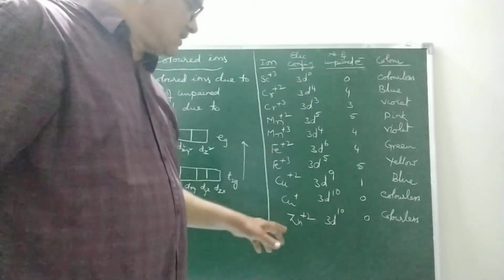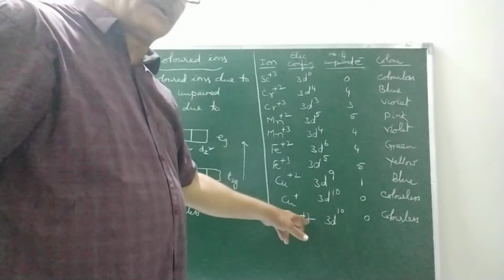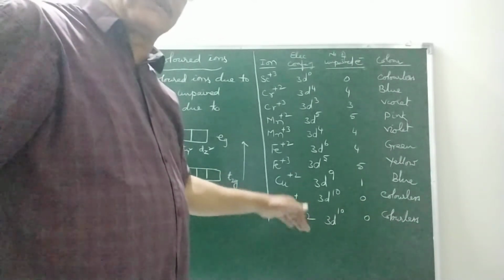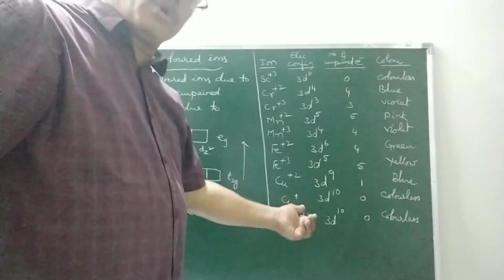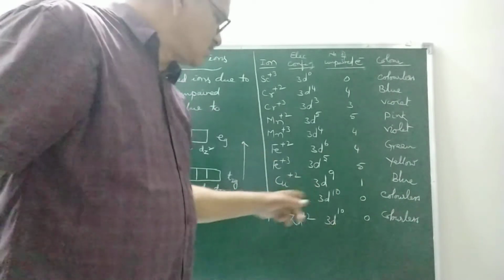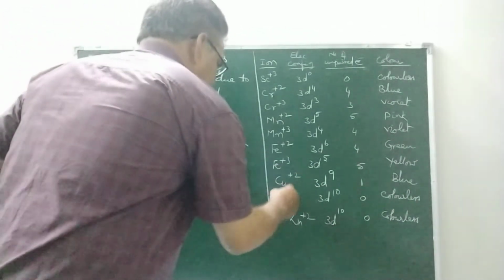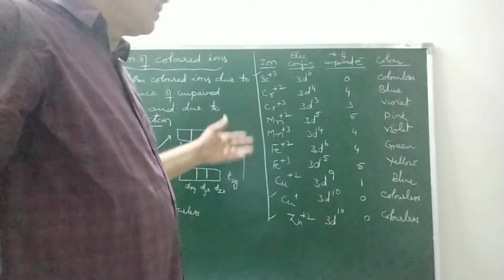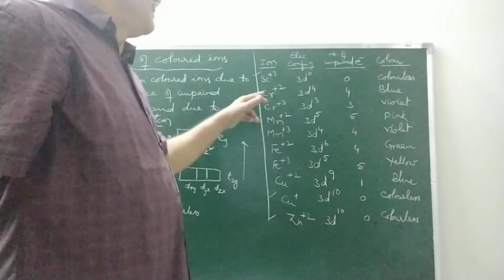It is colorless. Similarly, for Zn+2 ion, the general configuration is 4s2 3d10. When 2 electrons are lost, they are lost from the 4s orbital, and 3d10 remains. That means there are no unpaired electrons, so it is also colorless. Cu+, Zn+2 and Sc+3 ions are colorless because they have no unpaired electrons.